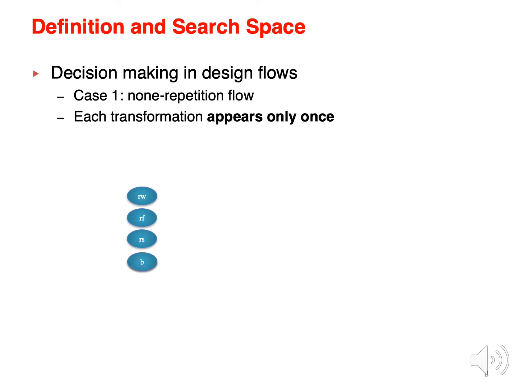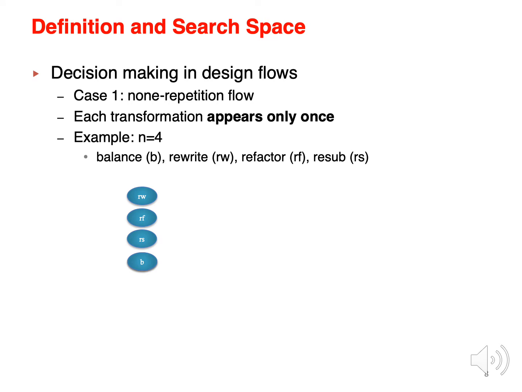So in this work, we focus on optimizing the synthesis flows, which are basically a sequential decision-making problem. Here we first define what type of flow we are targeting and how large the design space can grow. So here we first show a simple case: a permutation of 4 different transformations in ABC is basically the flow. If you don't know ABC, it is fine.